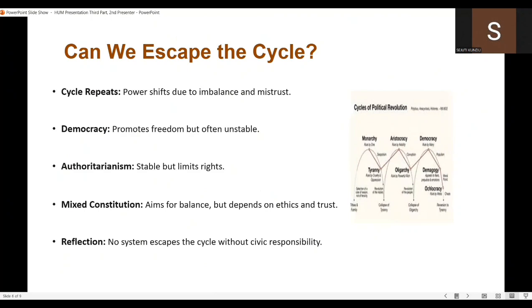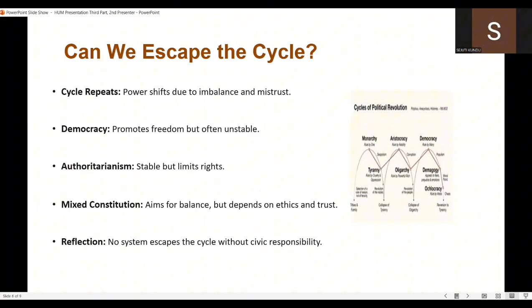The mixed constitution seeks a balance, but it too fails if civic virtue decays. In truth, no model escapes the cycle without an ethical and engaged citizenry. The deeper issue is not structural, but commitment to justice and accountability. To break the cycle, society must uphold its ideological promises, not just enact legal reforms.